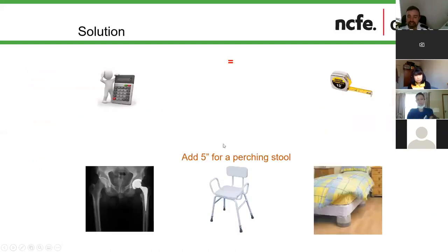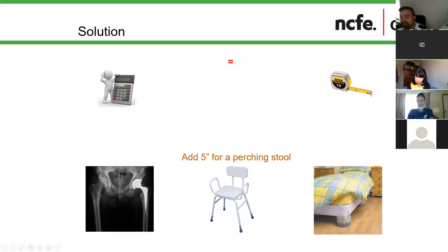Equally, other solutions, we already mentioned the perching stool. That's what a perching stool looks like. To have that at the right height, you would just add 5 inches. So whatever their leg length is, you would add 5 inches, and that puts the perching stool at the right height for them. And you can see if you sat on that, it's slightly higher because it helps you tip forward. It's great. If you had a hip replacement, you'd add 5 inches, because hip replacements do.